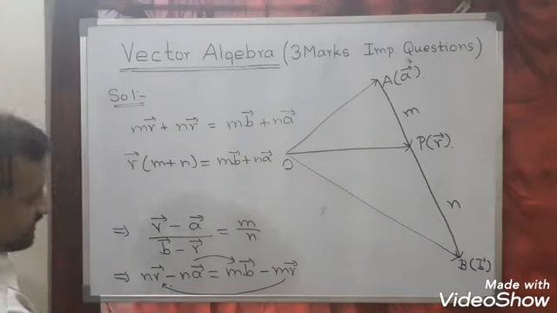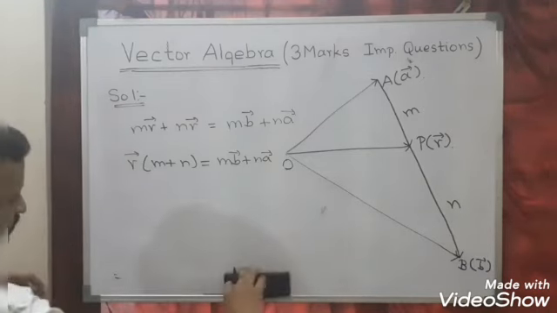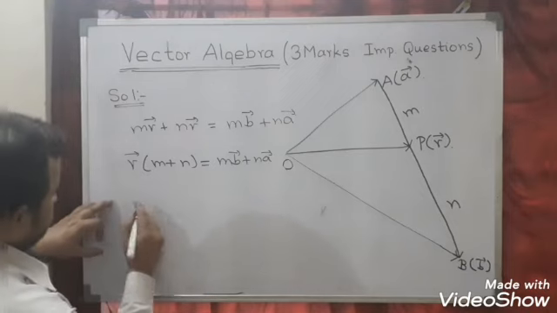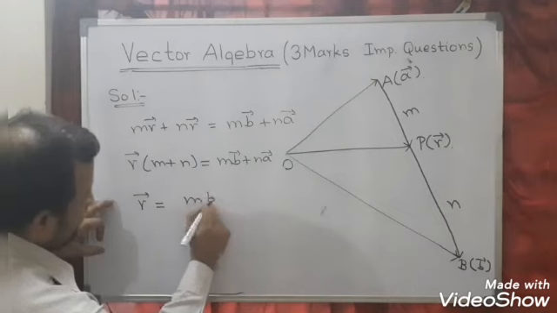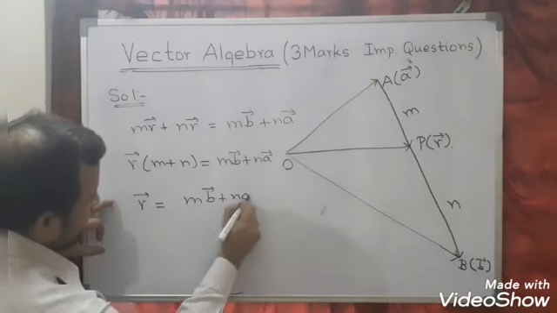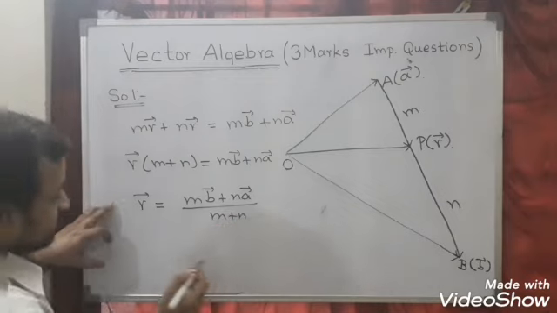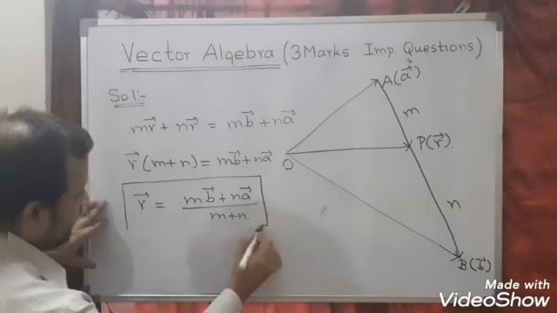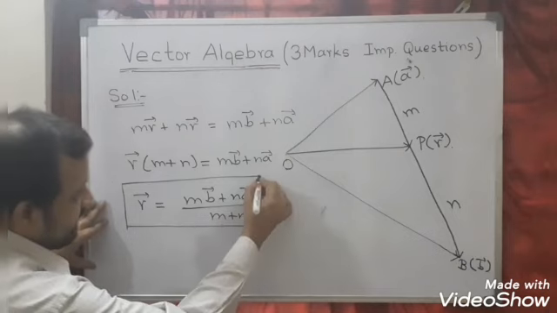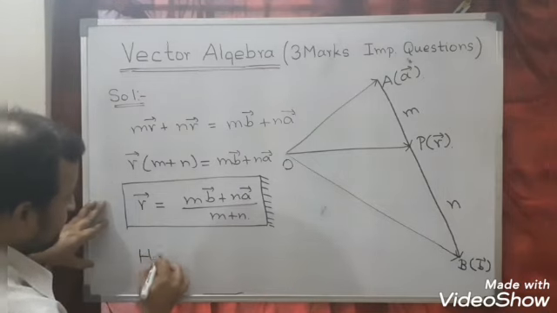Or finally, what is r vector? So finally we can say r vector is equal to (mb + na) divided by (m + n). So this only we have to prove. So this is the formula to find internal division in vectors. So here we can say hence proved.